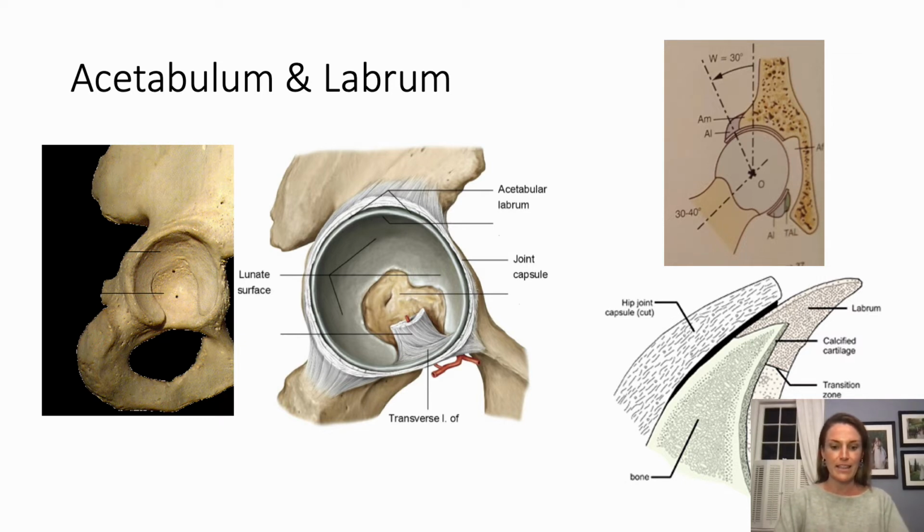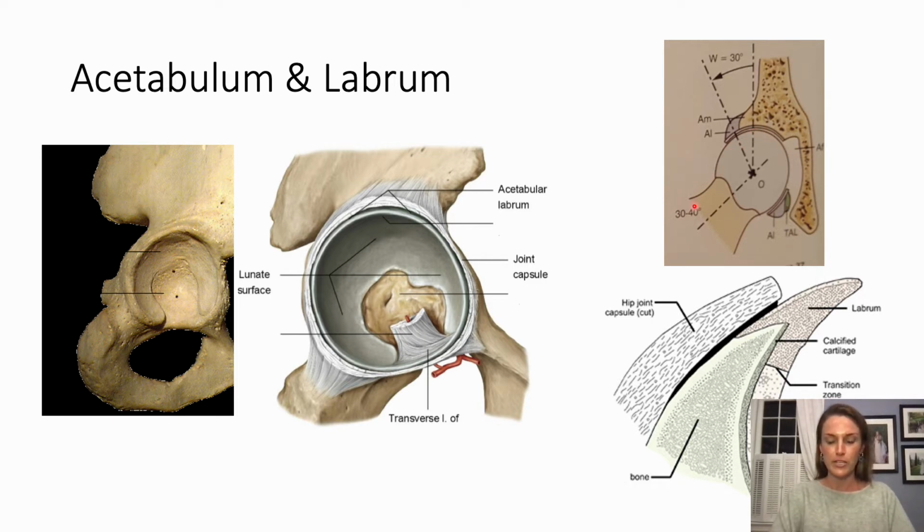And then in this picture, we are looking at the angle of Wiberg, which is 30 degrees. This angle is the part of the acetabulum that overhangs the femur, which is where most of our weight bearing is happening. So in this area, the fibrocartilage of the labrum is the thickest to accommodate for that. And this is the anterior superior part of the acetabulum and the superior lateral portion of the femur.